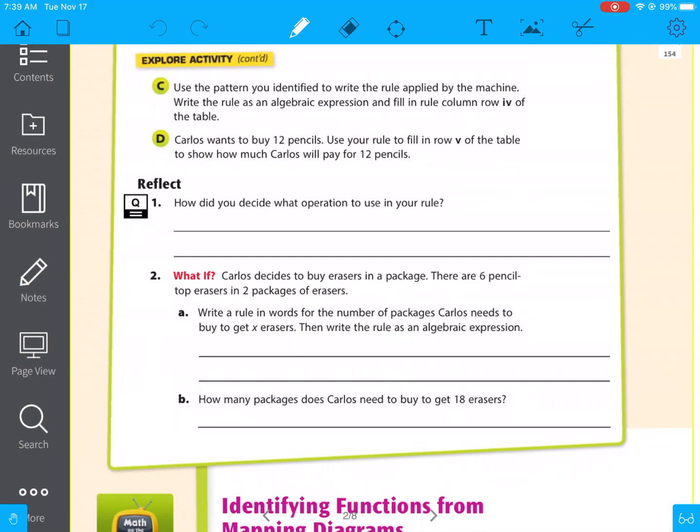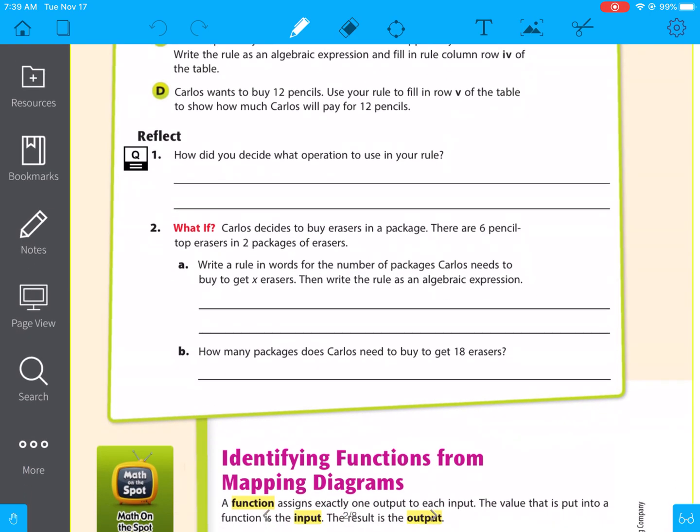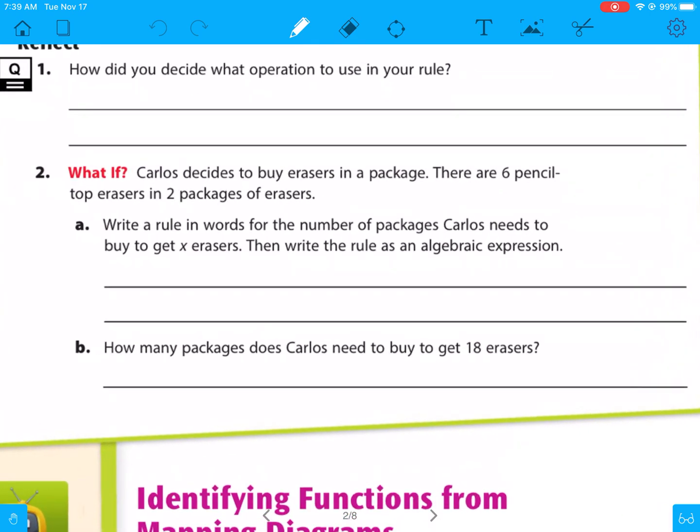So how did you decide what operation to use in your rule? What I did was I found the unit rate, how much it costs for 1 pencil, and then I multiplied it by the number of pencils. So now if Carlos decides to buy erasers in a package, there are 6 pencil top erasers in 2 packages of erasers. Write a rule for the number of packages Carlos needs to buy to get x erasers. Then write the rule as an algebraic expression.